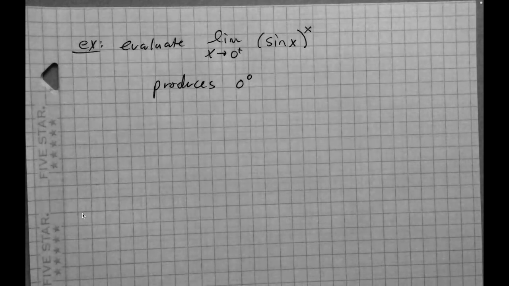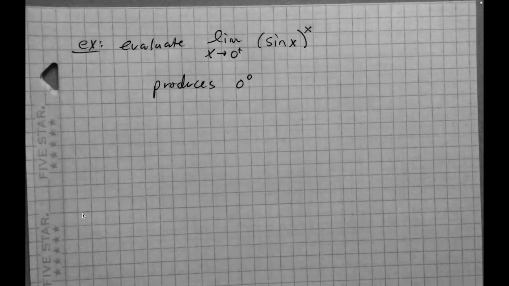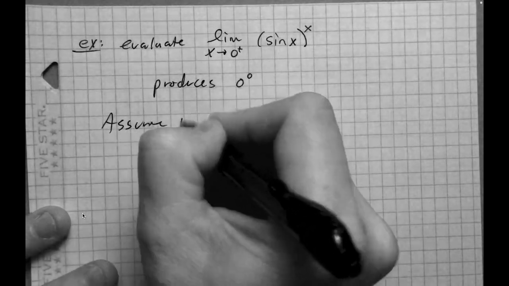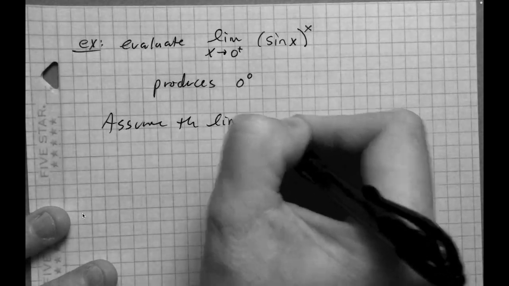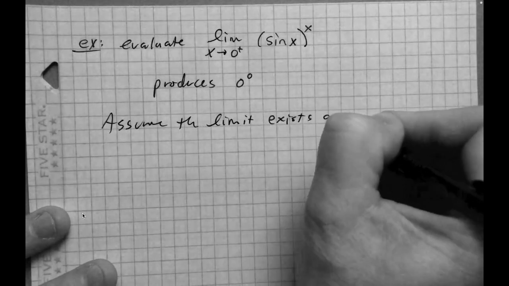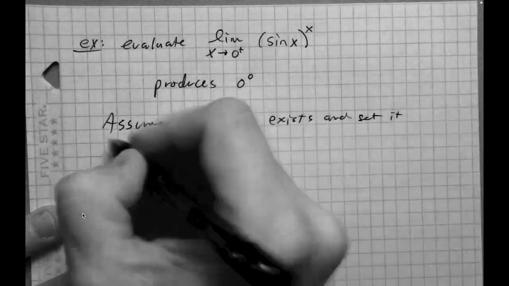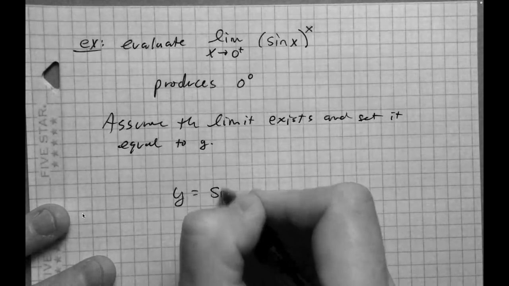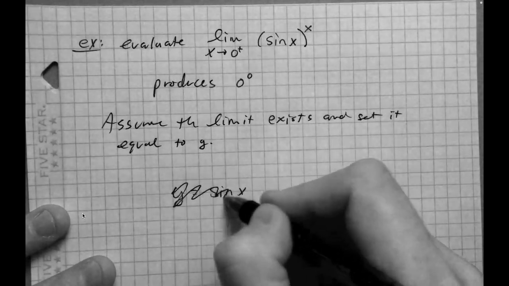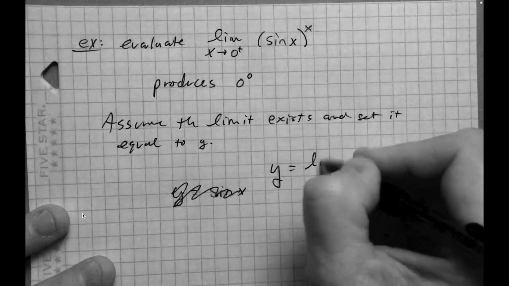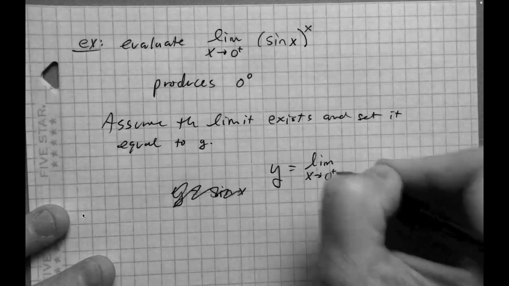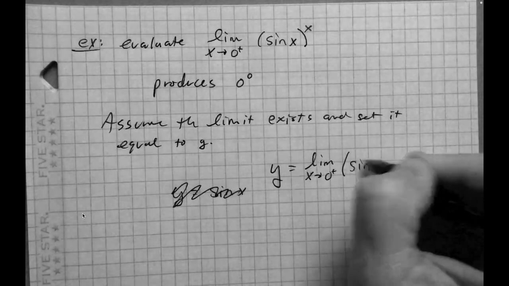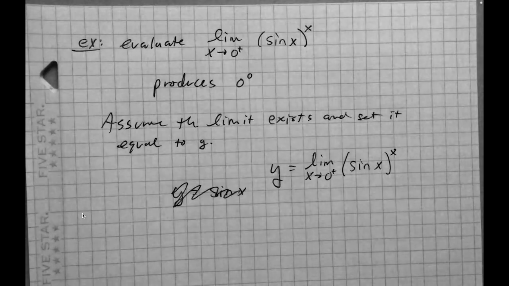Okay, which strictly speaking isn't very helpful. We're going to do the same trick on this as we did previously. We're going to assume the limit exists and set it equal to y. So y equals the limit as x approaches 0 from the right of sine of x to the x power.